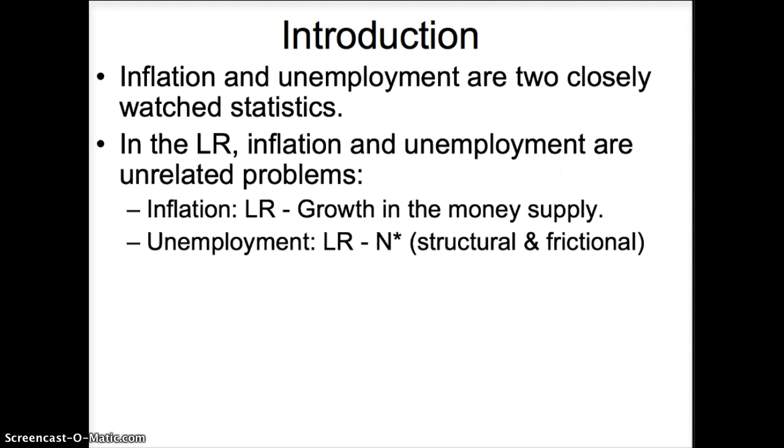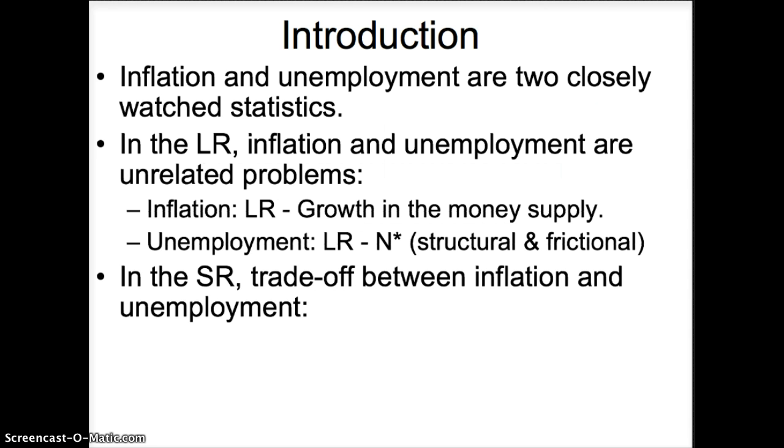Unemployment in the long run occurs at the natural rate of unemployment, N star, and is dependent on the levels of structural and frictional unemployment that the economy experiences. In the short run, there is a trade-off between inflation and unemployment that policymakers can exploit.